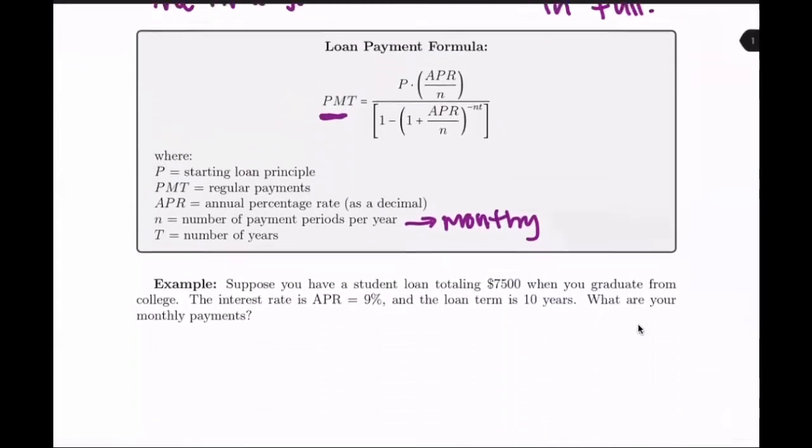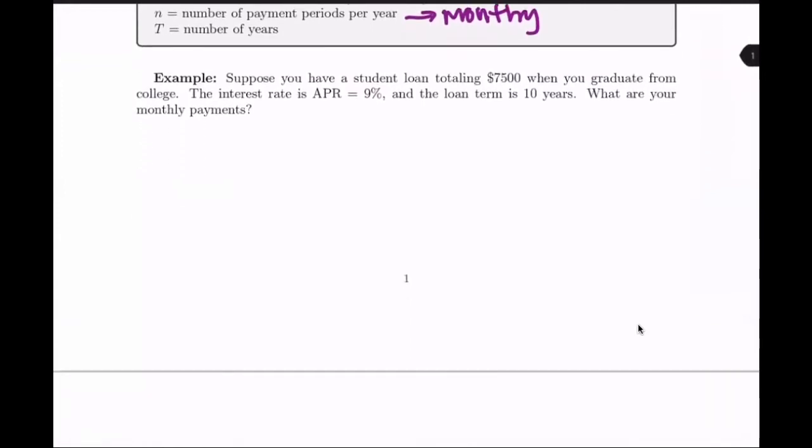All right, so let's go ahead and move into the first example. So suppose you have a student loan totaling $7,500 when you graduate from college. The interest rate is 9% and the loan term is 10 years. What are your monthly payments?